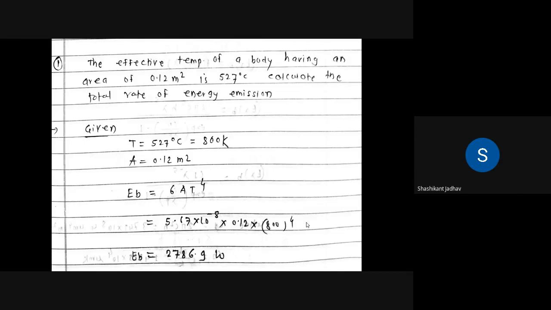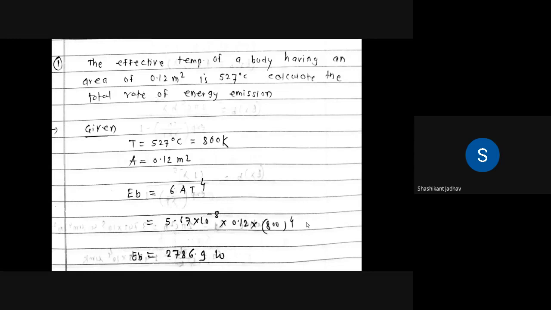Okay, so this is the simple problem which is related to the Stefan-Boltzmann law. In an MCQ type question, this type of problem may arise. So all of you understand what is the emissive power of a black body, what is the formula for that, what is the Stefan-Boltzmann constant, and what is its value, so that it is very easy to calculate the total rate of energy emission. Okay, all of you completed this problem. This is the simple problem.